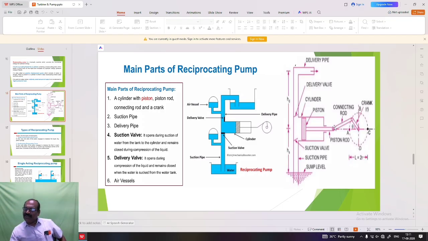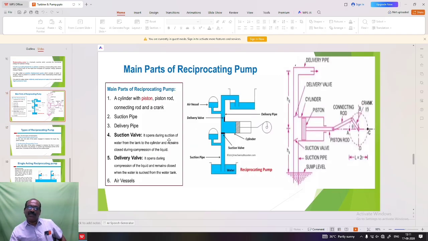And when the piston moves from right to left, the suction valve is closed, and the delivery valve is partly open. While the piston is moved to the end of the left, the delivery valve is completely open, and compressed or pressurized water is delivered through the delivery pipe.